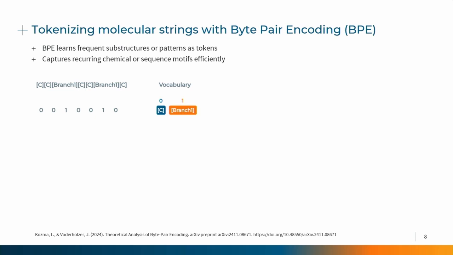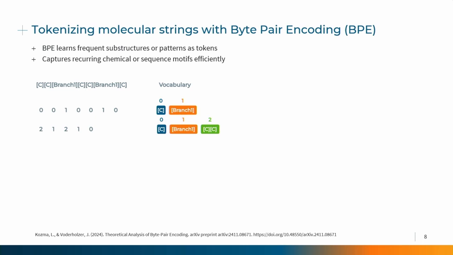Let's take a simple example of a small SELFIES string that we see and try to tokenize it with byte pair encoding, with the given vocabulary that has only 2 tokens, 0 and 1, corresponding to C and Branch1. In the first iteration, byte pair encoding would represent the SELFIES string as several zeros and ones. But the next step is to try to find the 2 most common symbols. In this case, 2 zeros are the most common symbols in the sequence, so byte pair encoding would identify that as a new token with token ID 2. So now we have a shorter sequence corresponding to the input SELFIES string.